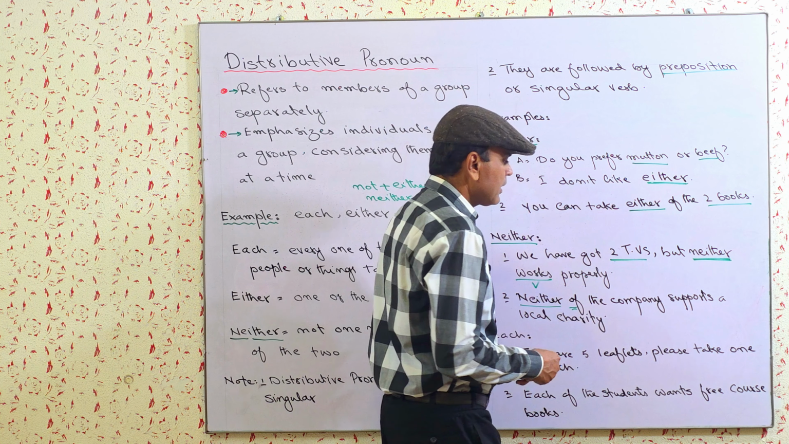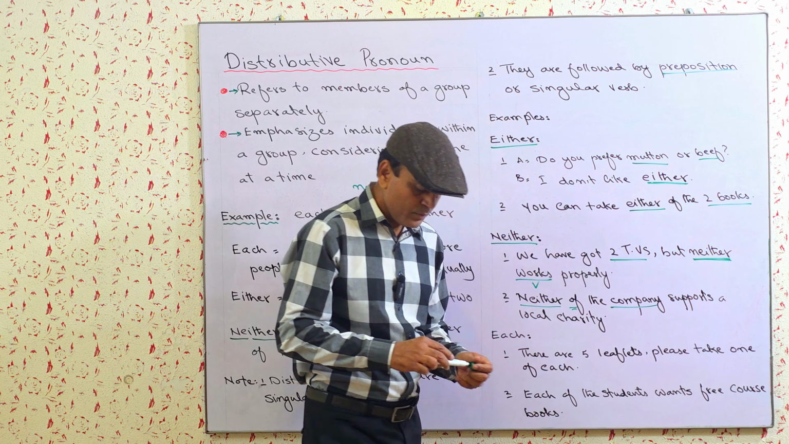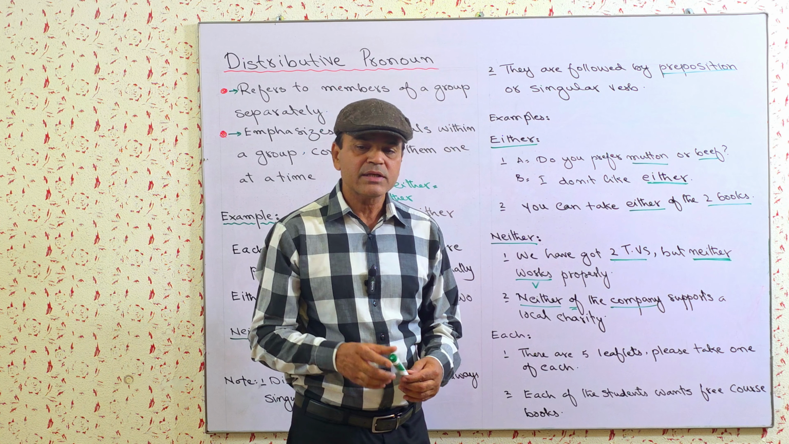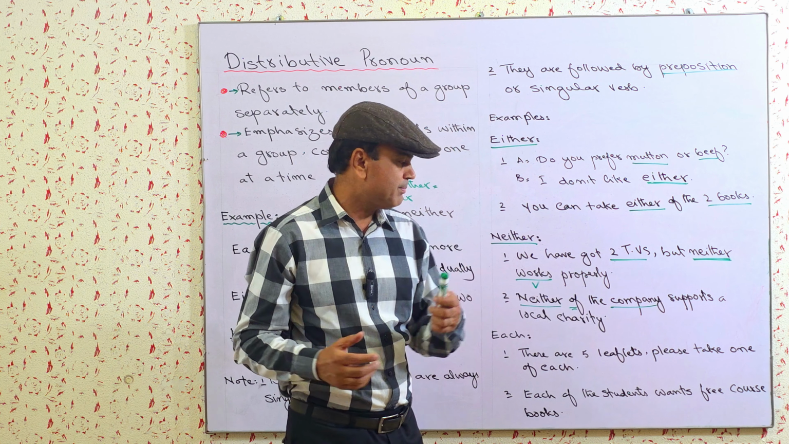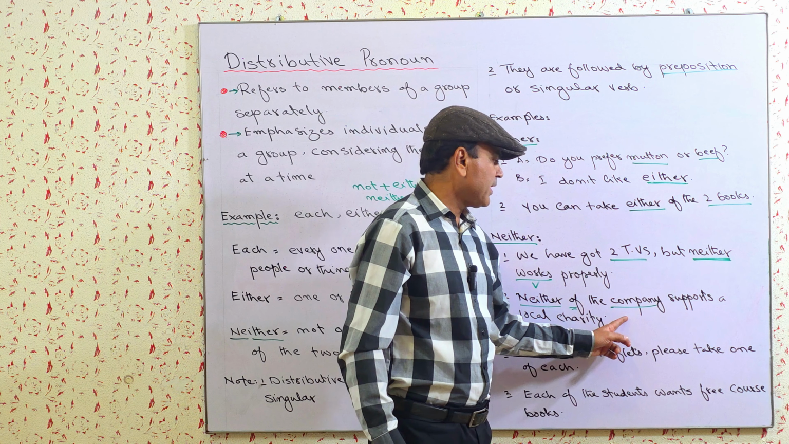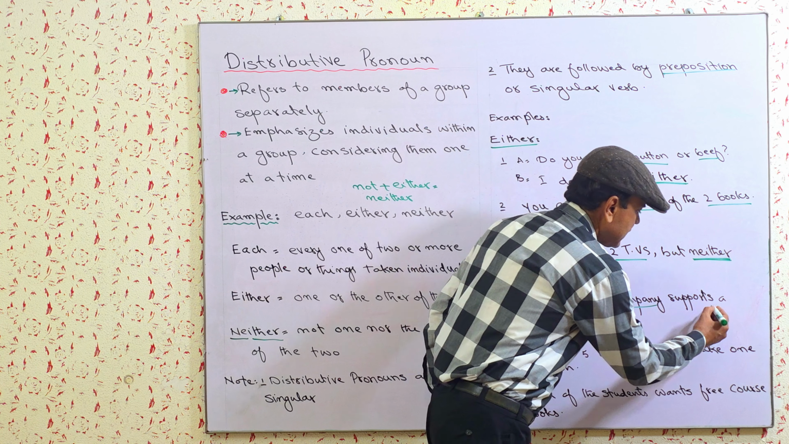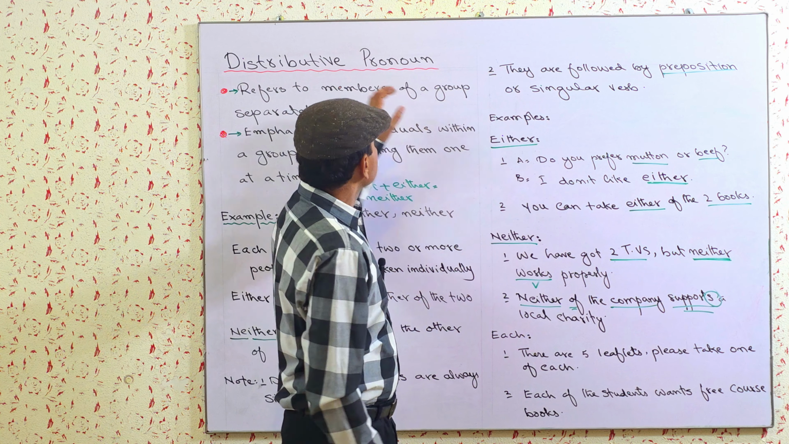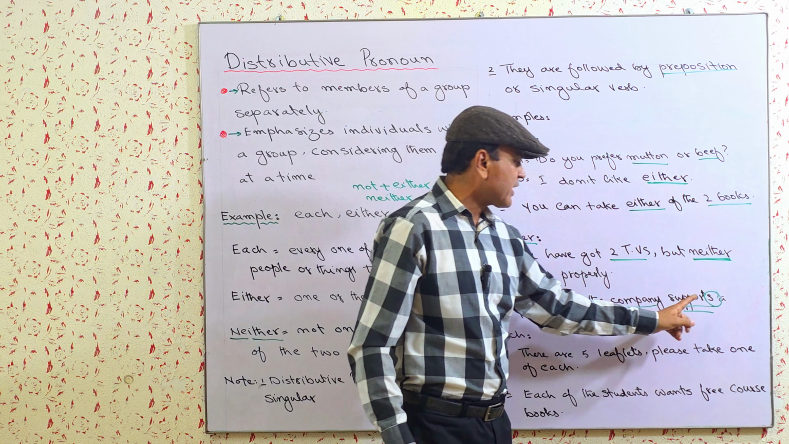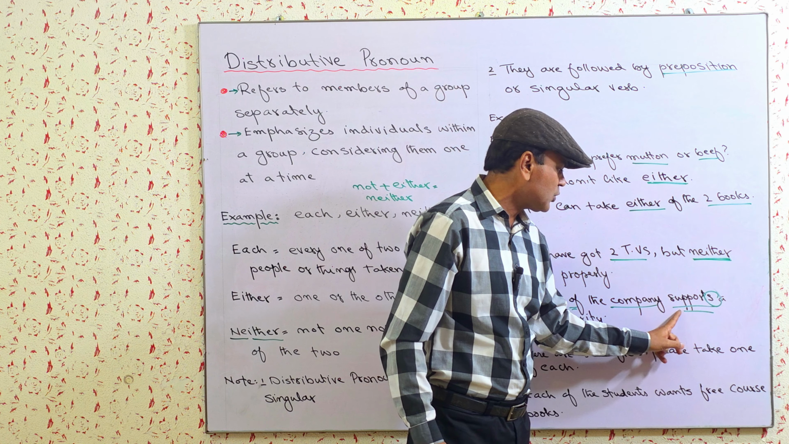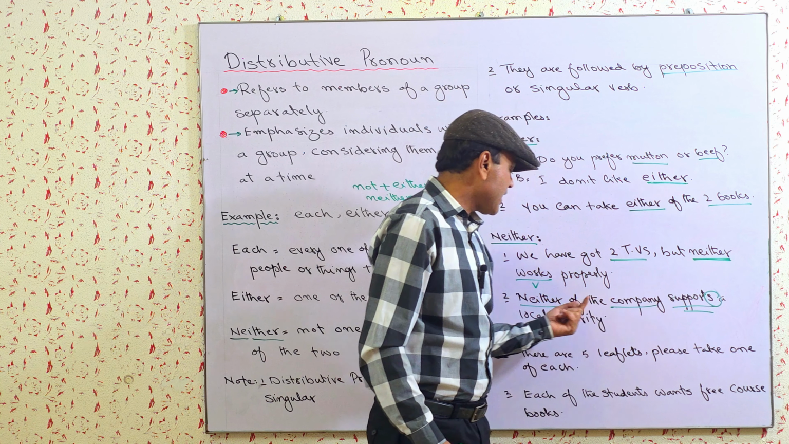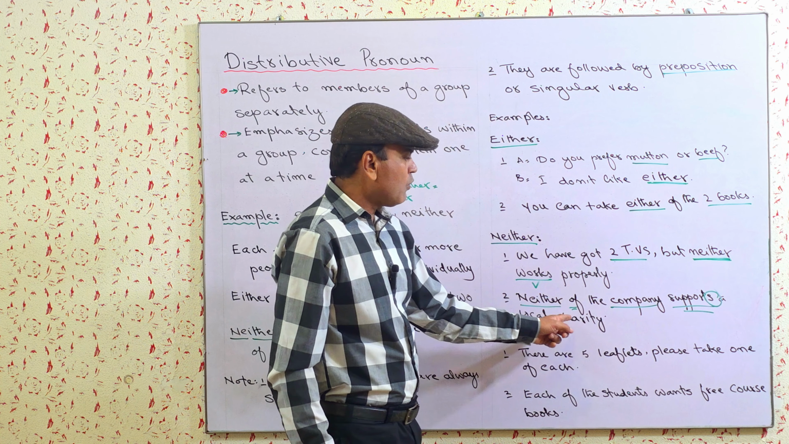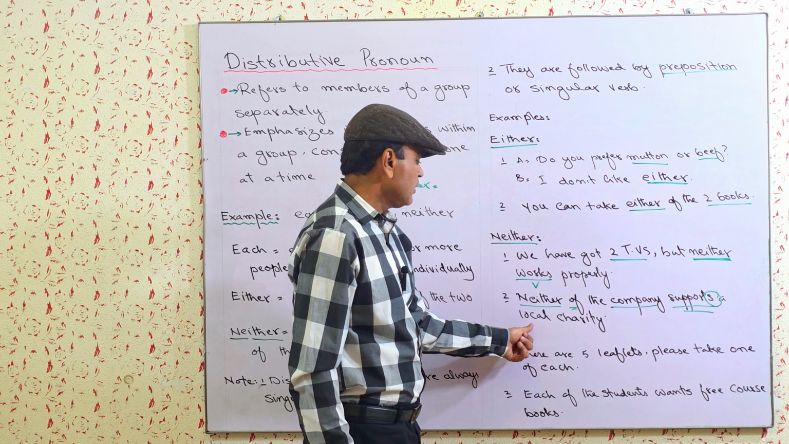Neither of the companies. So there are two companies and the other person says neither this company nor that company. So neither of the companies supports. As I already told you, neither or either or each, that means distributive pronouns, always take a singular verb. And when we have a singular verb in present simple tense and the noun or pronoun is singular, we always add s or es. So neither of the companies supports local charity.